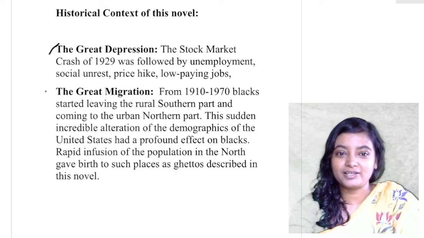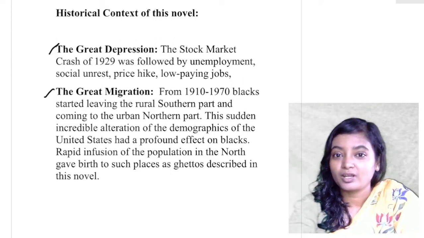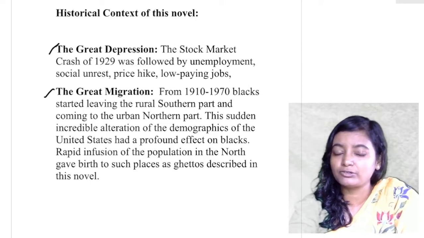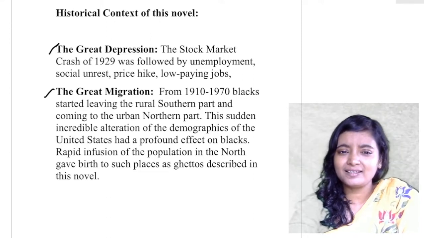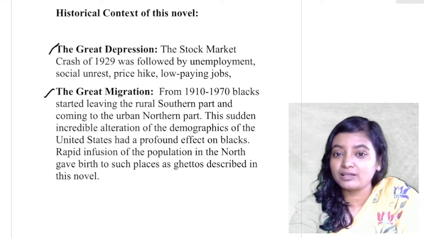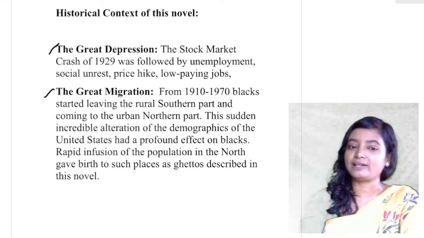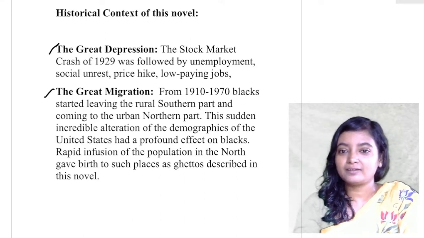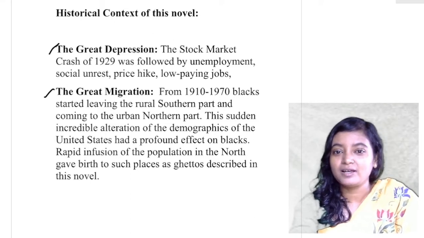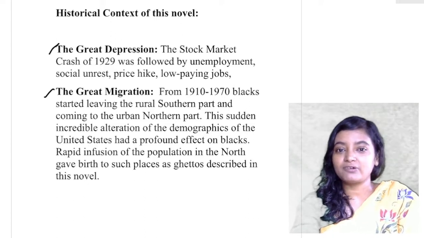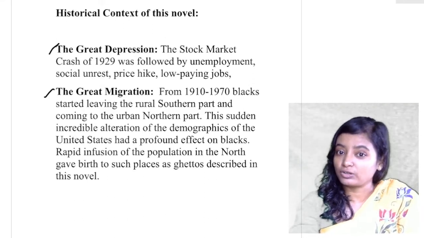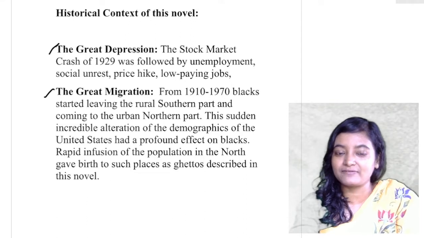Now the second context, the Great Migration. From 1910 to 1970, blacks started leaving the rural southern part and coming to the urban northern part. This sudden, incredible alteration of the demographics of the United States had a profound effect on blacks. In this novel, you will find that the city is crowded, and for the blacks there are the ghettos where they have to live in congested, single, rat infested rooms, and that is because of this Great Migration. The rapid influx of population in the north gave birth to such places as the ghettos described in this novel.